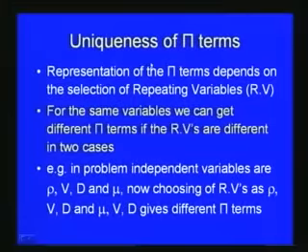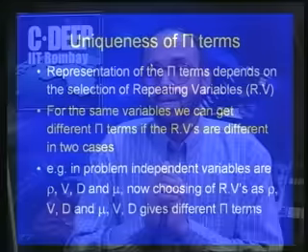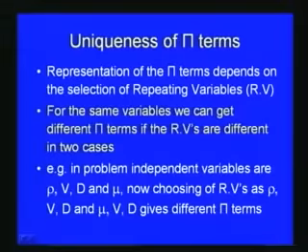Next point is the uniqueness of pi terms. We have seen in the Buckingham pi theorem analysis that each pi term depends upon the selection of the repeating variables. We have seen there are certain repeating variables, and the pi terms depend upon which are chosen. So for the same variables we can get different pi terms if the repeating variables are different in two cases.